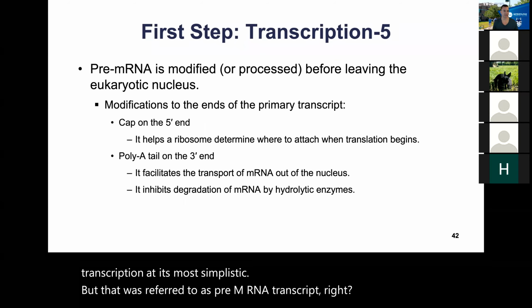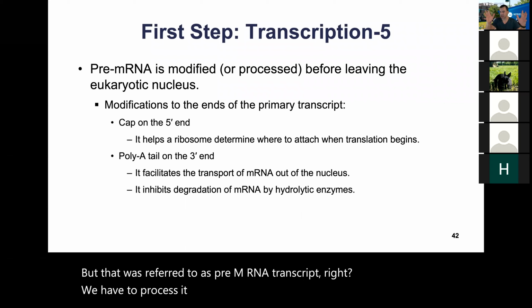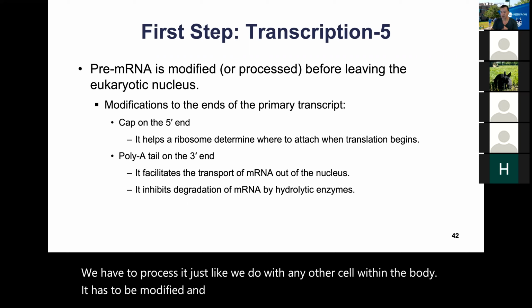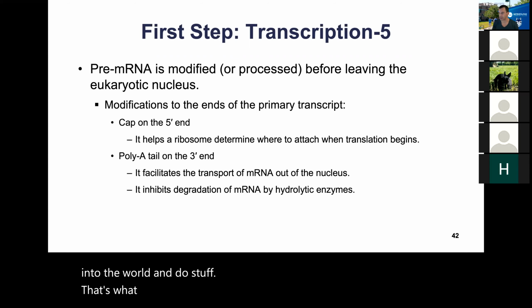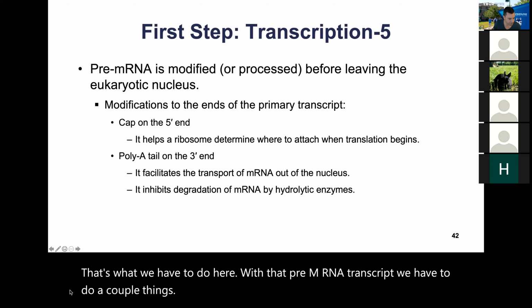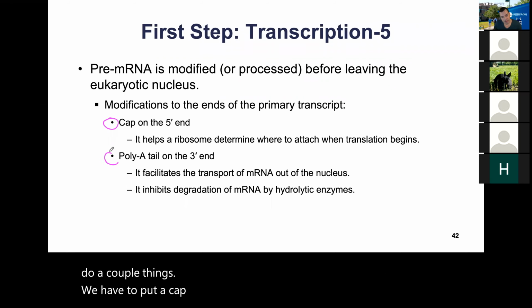We have to process it, just like we do with any other cell within the body, okay? It has to be modified and manipulated just a little bit so that it can go out into the world and do stuff. That's what we have to do here, okay? With that pre-mRNA transcript, we have to do a couple things. We have to put a cap on it, and we have to put a poly A tail.